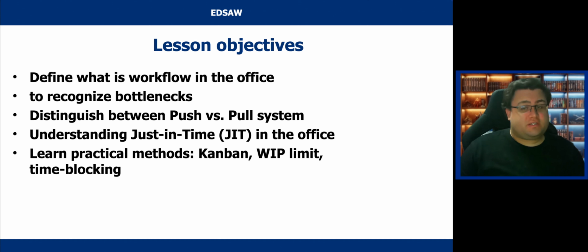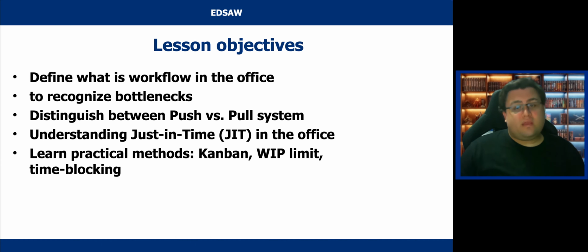To know where today's presentation is headed, let's clarify its main goals. The first goal is to explain what workflow actually means in the office. That is, the sequence of activities, steps, and interactions that lead to the completion of a task. The second goal is to learn to recognize bottlenecks. These are moments where work piles up and the entire process slows down, typically waiting for approval, overly complex forms, or unclear responsibilities. The third goal is to understand the difference between a push and a pull system.